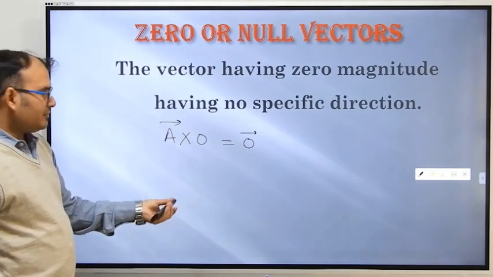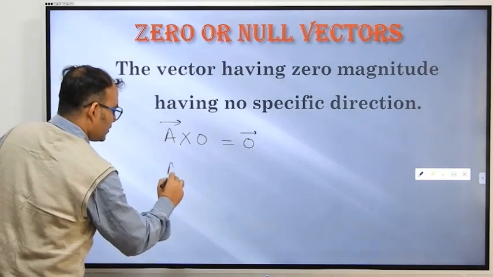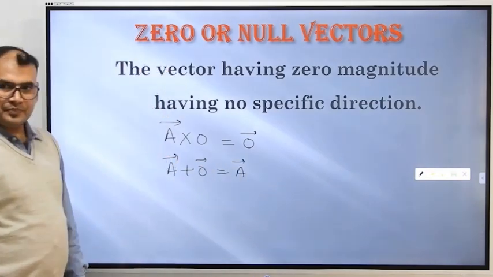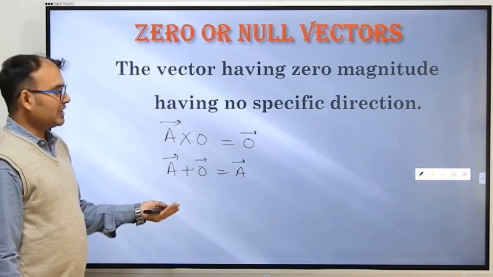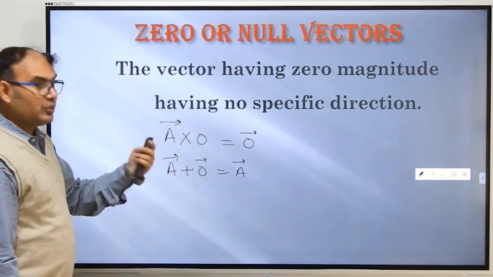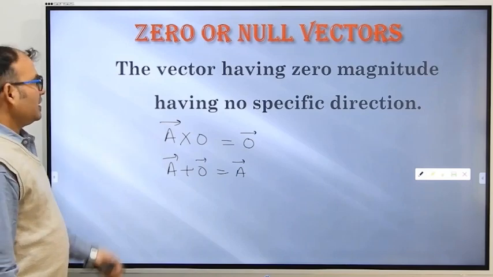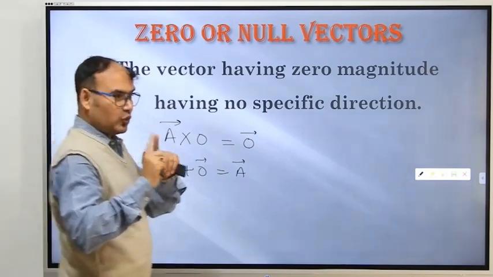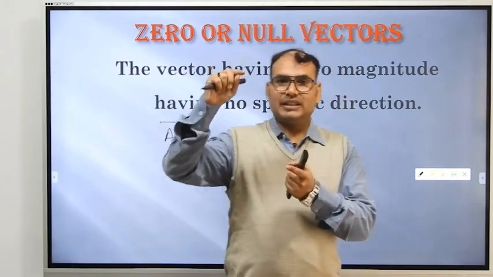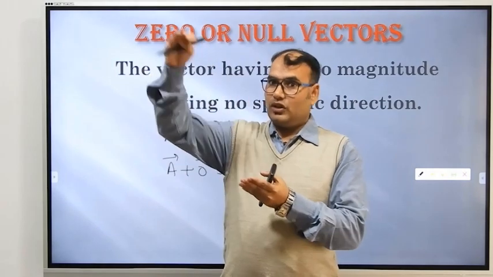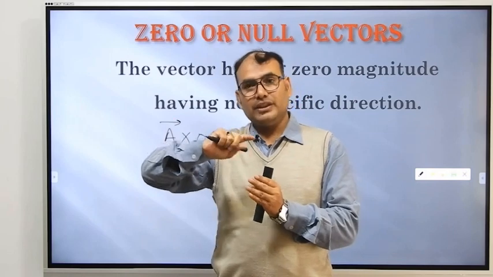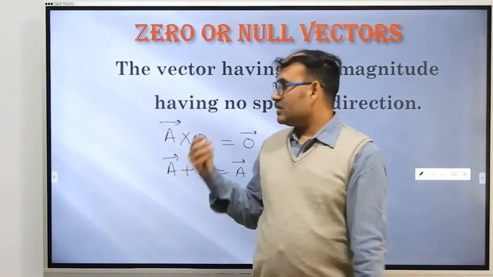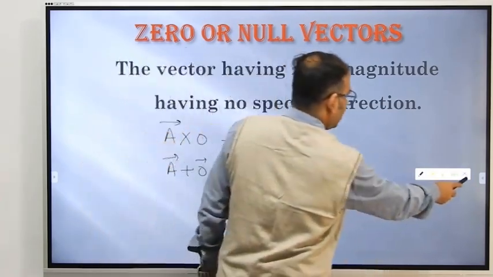Some characteristics of zero vector: if the zero vector is added to any vector, it will give you the same vector, right? If it is subtracted from any vector, it will give you the same vector. If it is multiplied to any vector, it will again give you the zero vector. So this is the zero vector or the null vector. Also, suppose one vector A has magnitude 2 unit along east and the same vector magnitude 2 unit towards west. If we add these two vectors, 2 plus and 2 minus will give you the zero vector. So this is also the definition of zero vector.